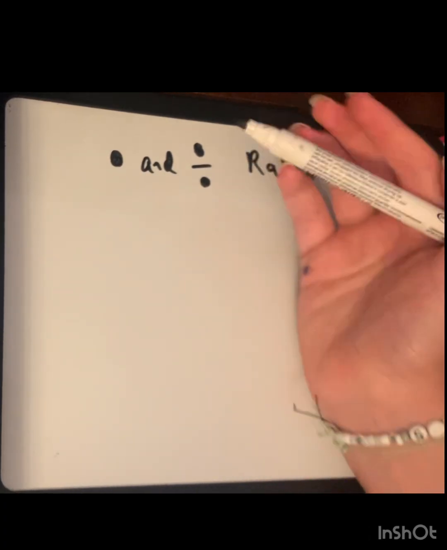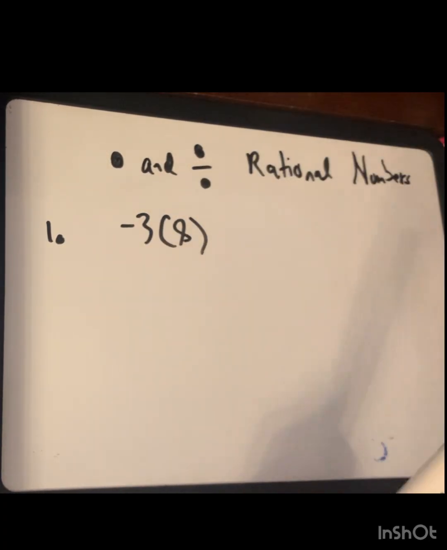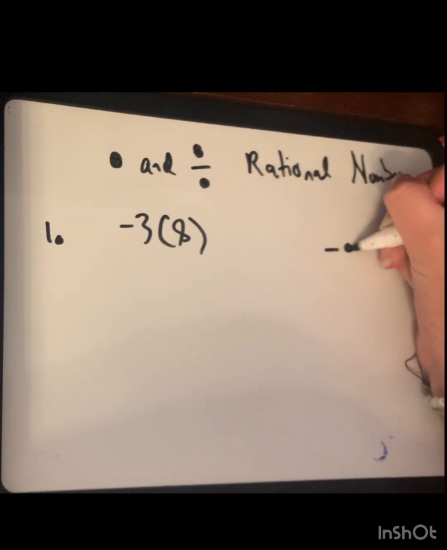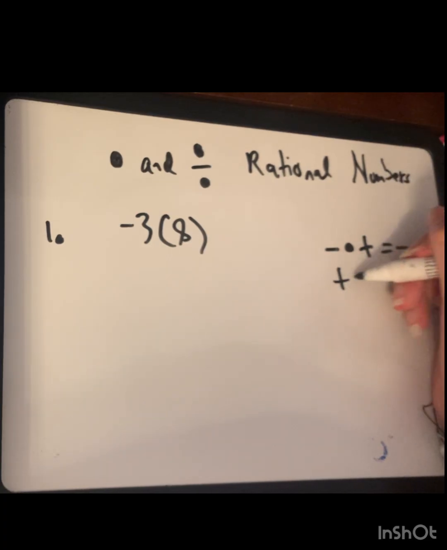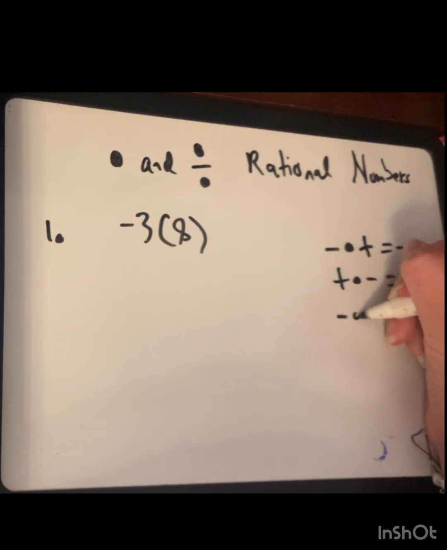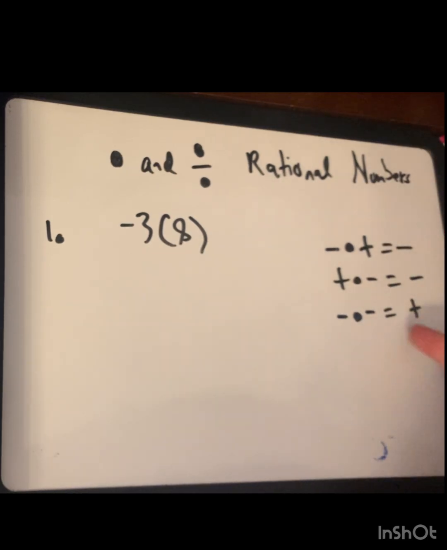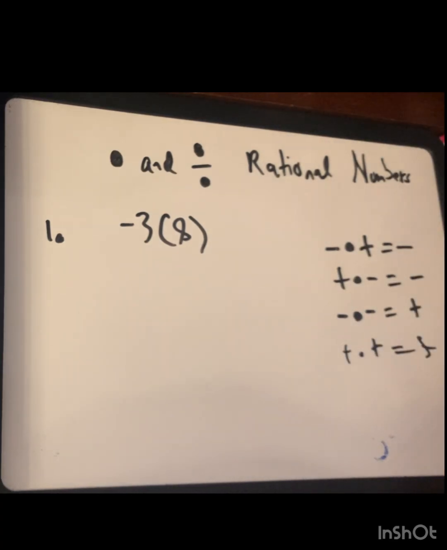So, if my first one was -3 times 8, you guys need to know this table, okay? Negative times positive equals negative. Positive times negative equals negative. Negative times negative equals positive. It's no longer like addition. And then positive times positive equals positive. You guys see this? There's a pattern. Negative, negative, positive, positive. It's the same thing for division.